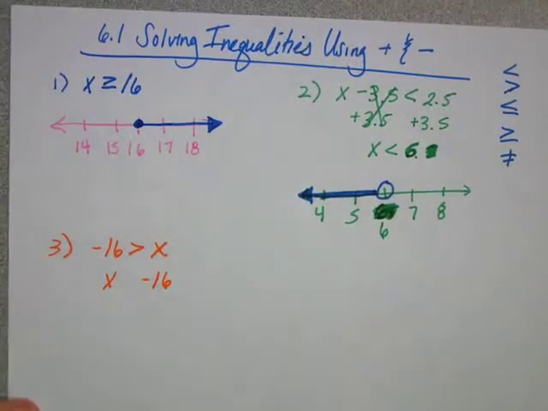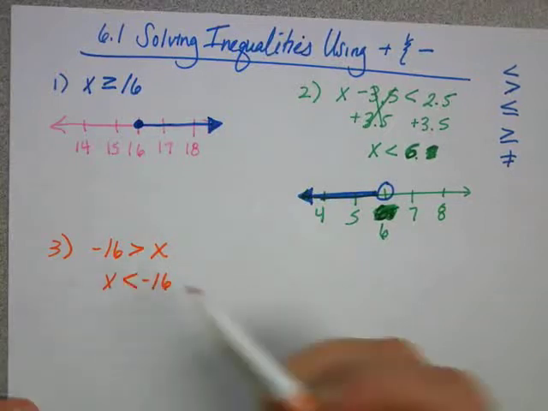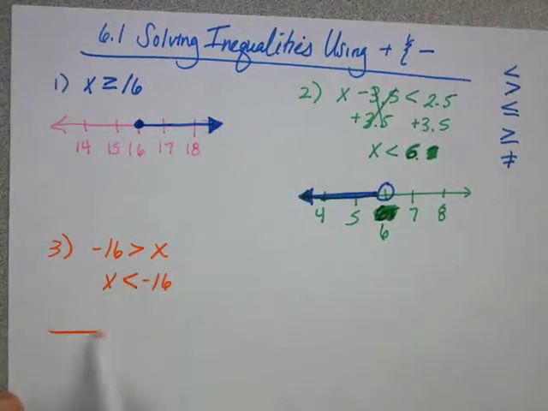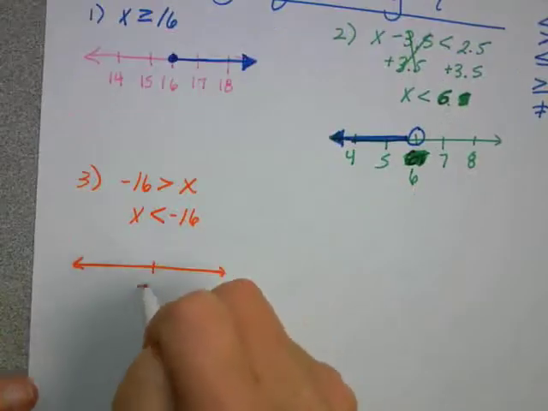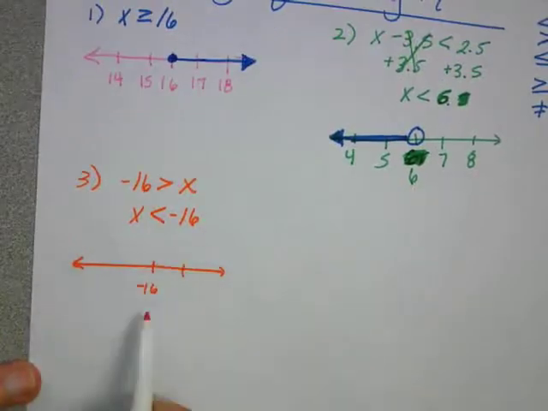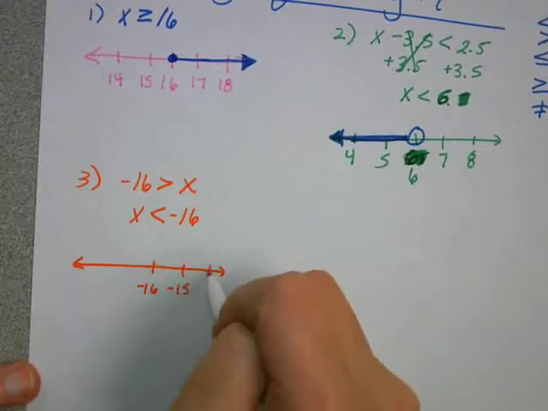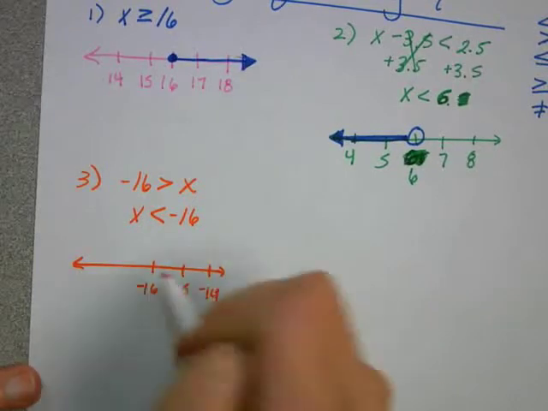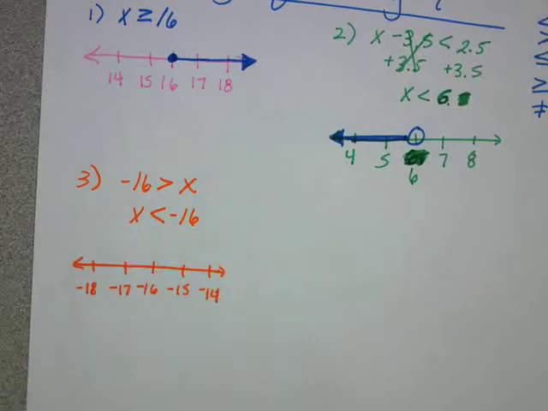You want the mouth to eat the bigger one, and this one is saying the bigger one is negative 16. Now, when you're doing negative numbers on the number line, make sure you're doing them correctly. So what number goes to the right of negative 16? A number bigger than it, right? Which is negative 15. And this would be negative 17 and negative 18 that way. Don't number your number line incorrectly. Make sure you have it going in the correct direction.